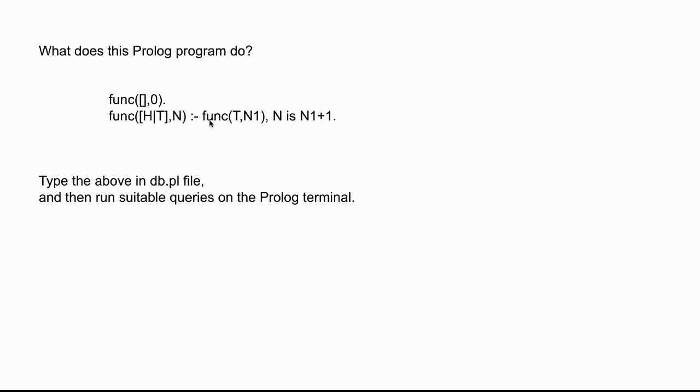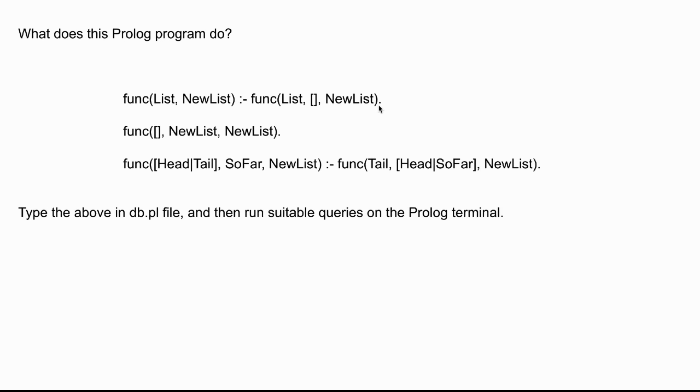So now I'm giving you a program and asking you to figure out what this program does. Okay, it's a very, very simple program. If you have understood how the sum is working, it should be fairly easy for you to figure out what this is doing. I will not give you the answer again. So please write this in your db.pl file and run suitable queries on the Prolog terminal. I will also not tell you what queries to run. So run some queries, think on your own on the Prolog terminal and figure out what this program is doing.